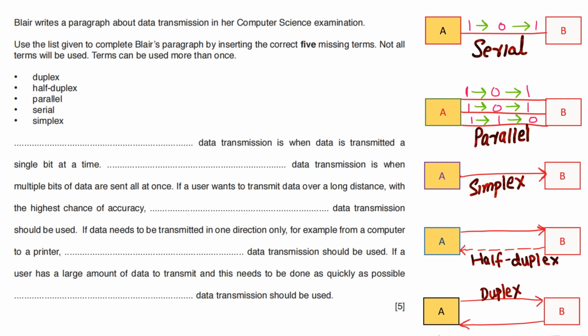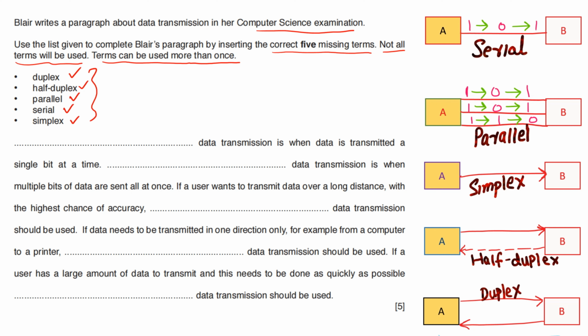Okay, so question number one, Blair's writing a paragraph about data transmission in her computer science examination. Use the list given to complete Blair's paragraph by inserting the correct 5 missing terms. Not all terms will be used, and terms can be used more than once. So these are the terms, okay? For example, the first term is duplex, then we have half duplex, parallel, serial, and simplex.